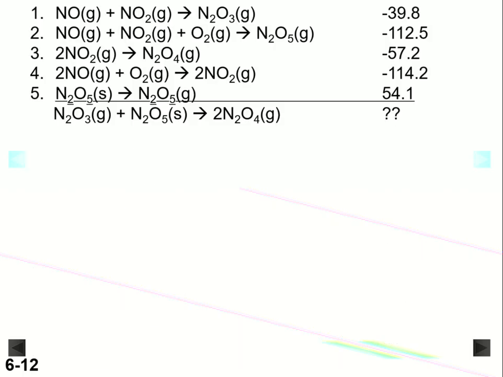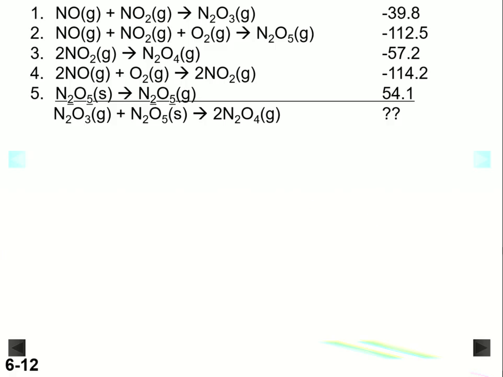So here are our 5 reactions, and underneath is the reaction that we want to produce. If we simply add the top 5 reactions, we will not get the reaction on the bottom. Things will not appropriately cancel. You can prove this to yourself. Let's break this down into steps.